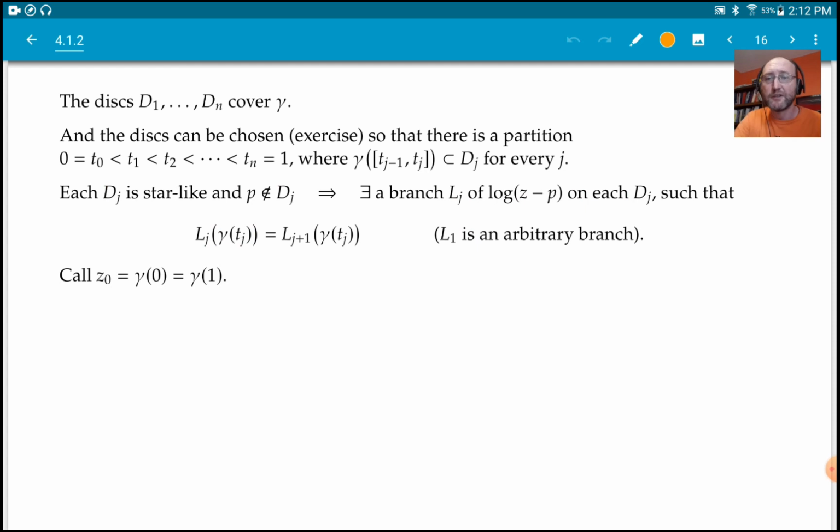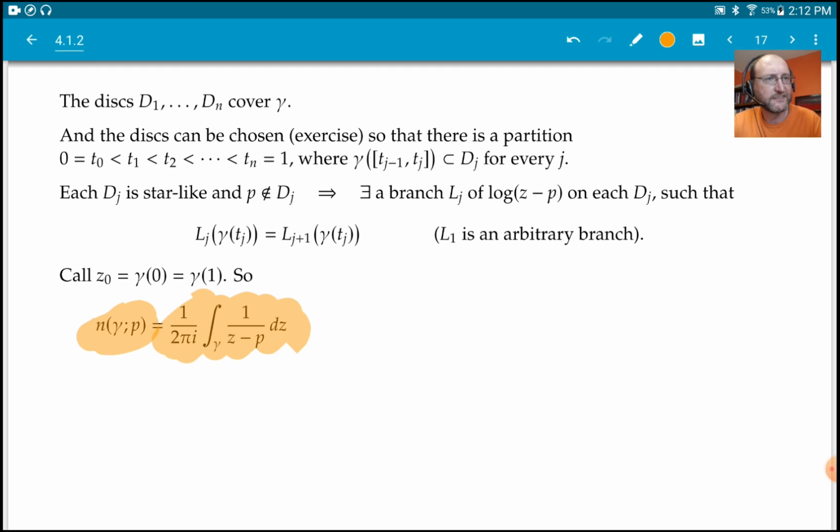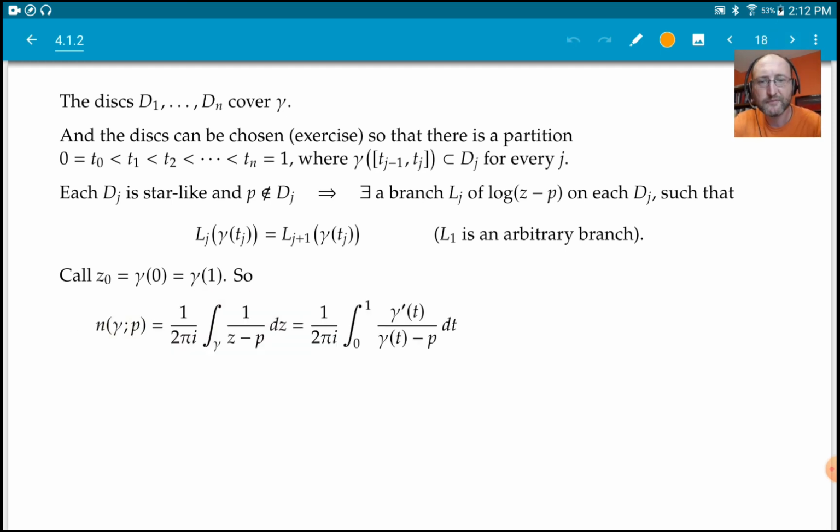Okay, now it's a closed curve, right? So we start and end at the same point. Let's call it z naught. And let's just compute this thing. So if we have the winding number of gamma around p, by definition, that's what it is.